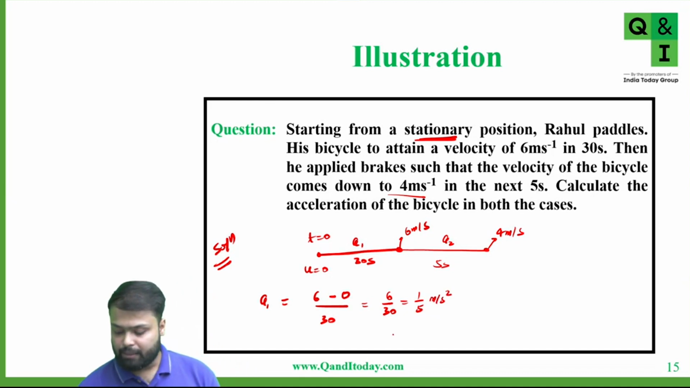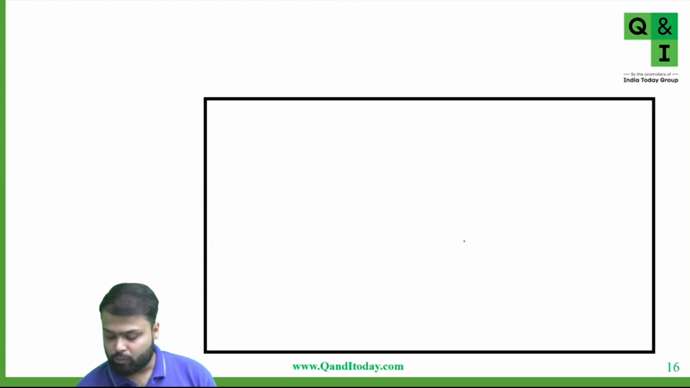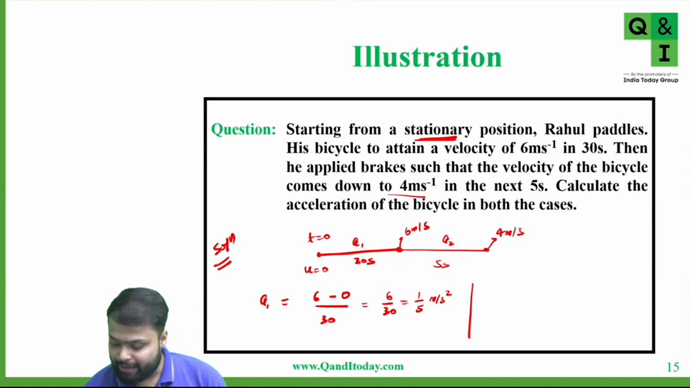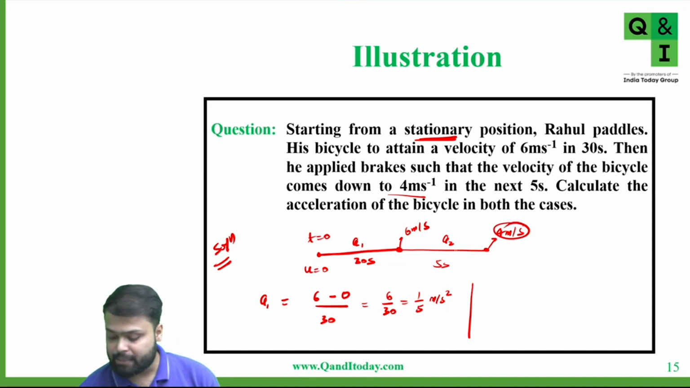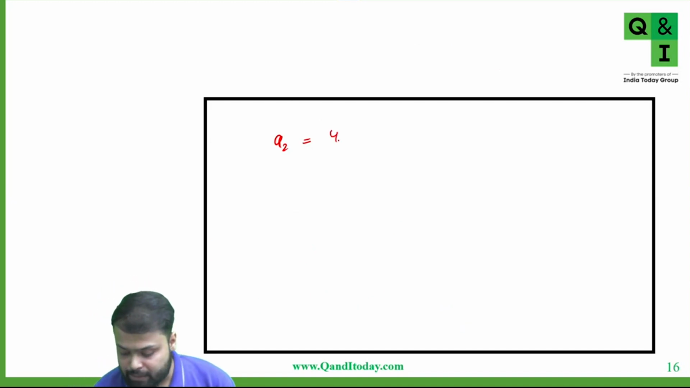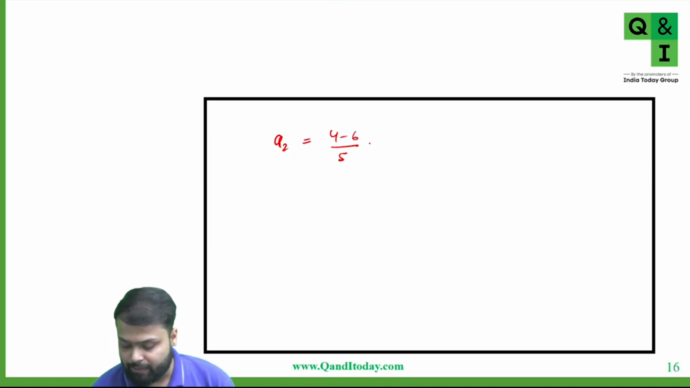But in the second case, that is for a2, we can write that a2 is equal to change in velocity. Now final velocity is 4 meter per second for this case, and initial speed is 6 meter per second. So final minus initial, that is 4 minus 6 upon time taken. Now time taken to go from 6 to 4 is 5 seconds. So time taken by the body is 5. Now this is equal to 4 minus 6, which is minus 2 by 5 meter per second square.